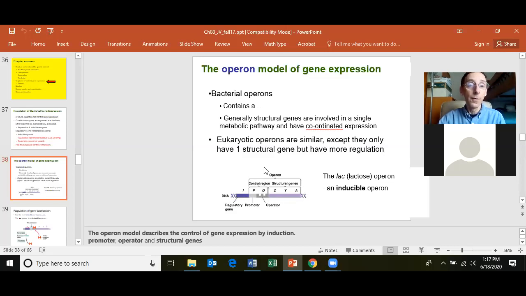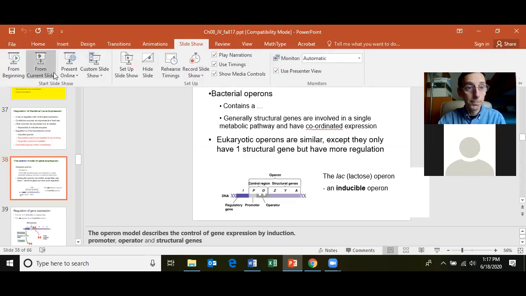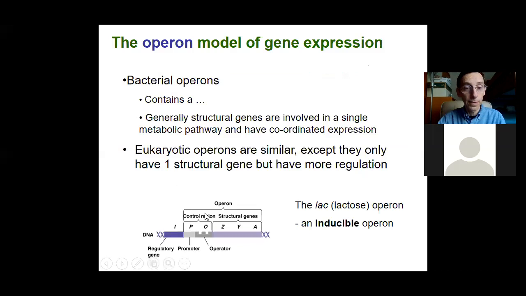Now, we are talking about an operon in bacteria. It even says right there, bacterial operon. When we're talking about operons in eukaryotes, they are the same. They have a promoter, they have an operator, they have a terminator. How the eukaryote operons differ is they only have one structural gene for each operon.